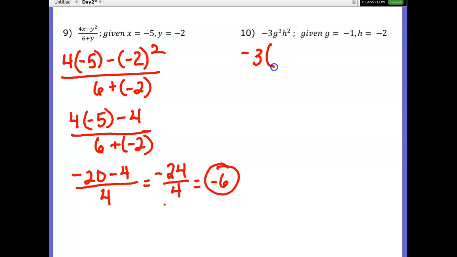Negative 3 times my g, which is negative 1, and we're cubing it to the third power. H is negative 2, and we're squaring it. Okay, all I did was plug these values in. Now I've got to simplify.